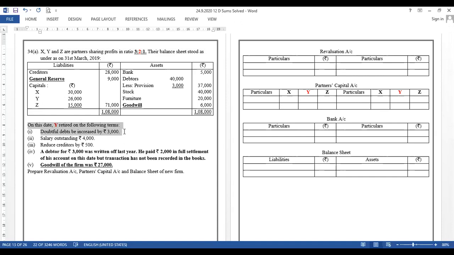First, doubtful debts increased by 3,000. Second, salary outstanding 4,000. Third, reduced creditors by 500. Fourth, a debtor for rupees 3,000 was written off last year.